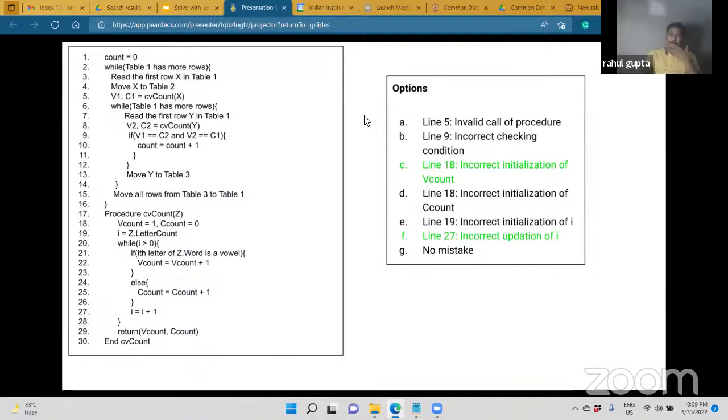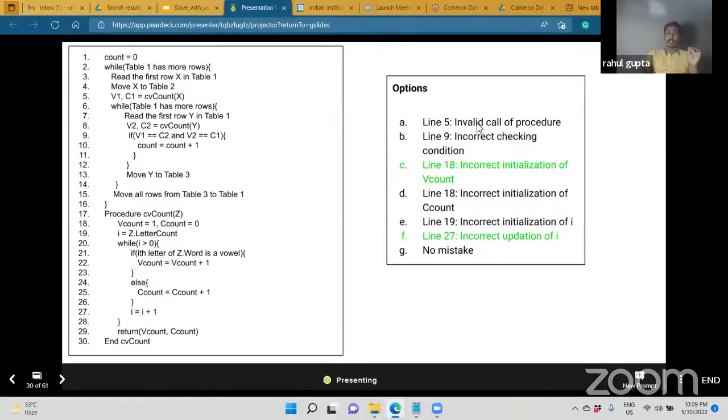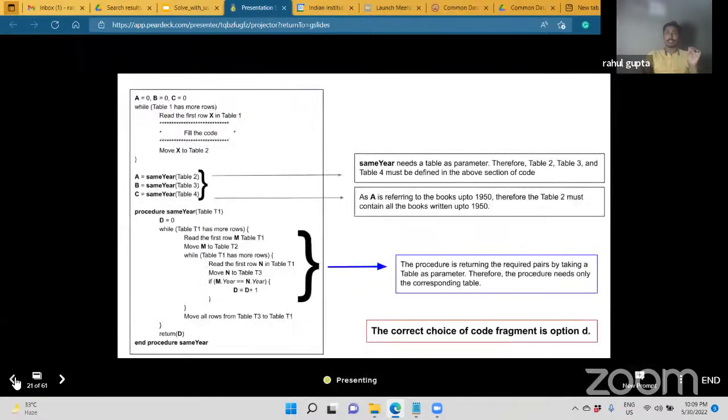Anyone can leave the session if you want. The session is actually over. The first question, I don't know how much time it will take. Okay, so we'll go to the first question, whatever was the doubt.